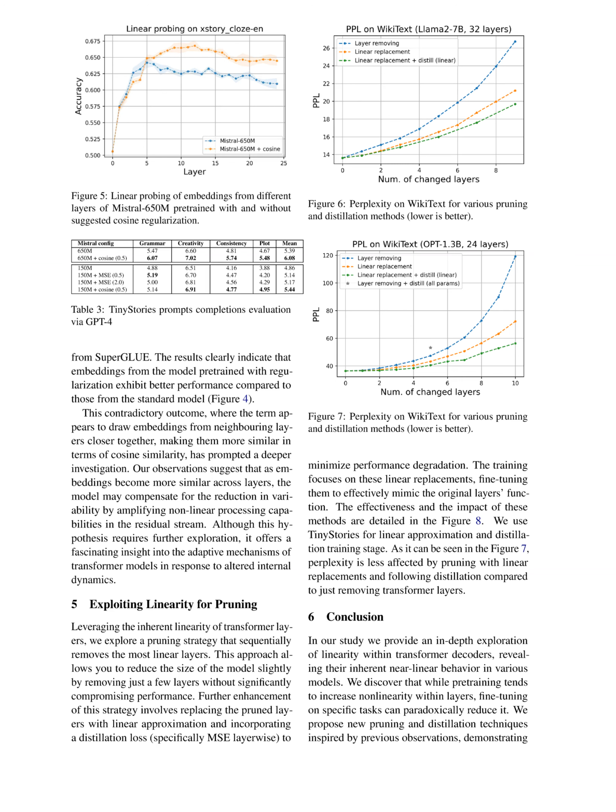Furthermore, the algorithm exploits the inherent linearity of transformer layers for pruning, sequentially removing the most linear layers, replacing them with linear approximations, and incorporating distillation loss to minimize performance degradation. The training focuses on fine-tuning the linear replacements to mimic the original layer's function, resulting in a reduction in model size without significant performance loss.